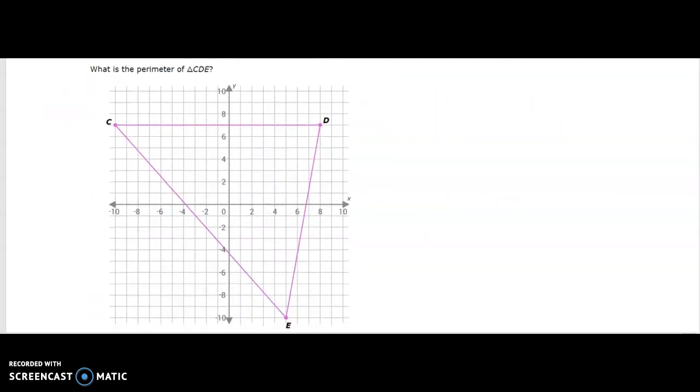Now the perimeter of this triangle. So I need to know all of the lengths. I can find the length of this part pretty easily because it's horizontal, so it's flat, and we can just go from C straight to D. But I'm going to go ahead and put the coordinates there.